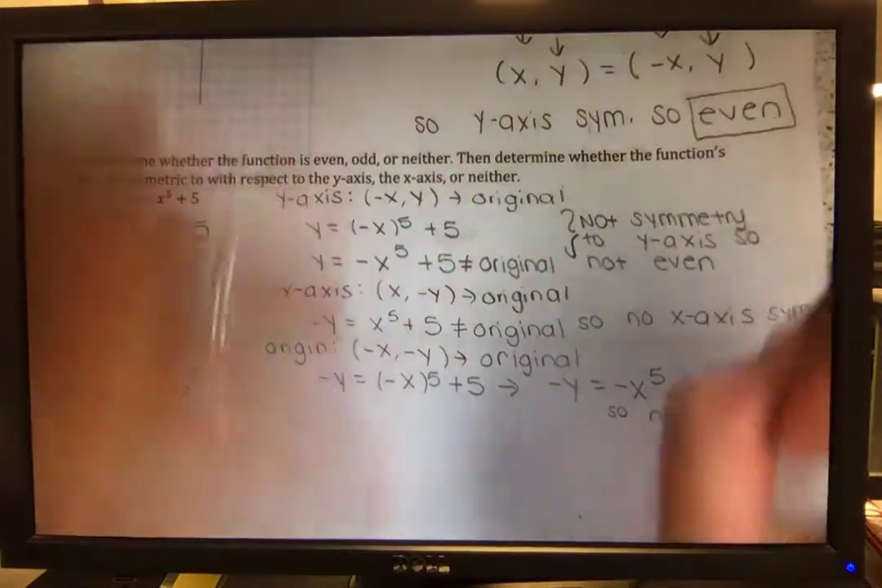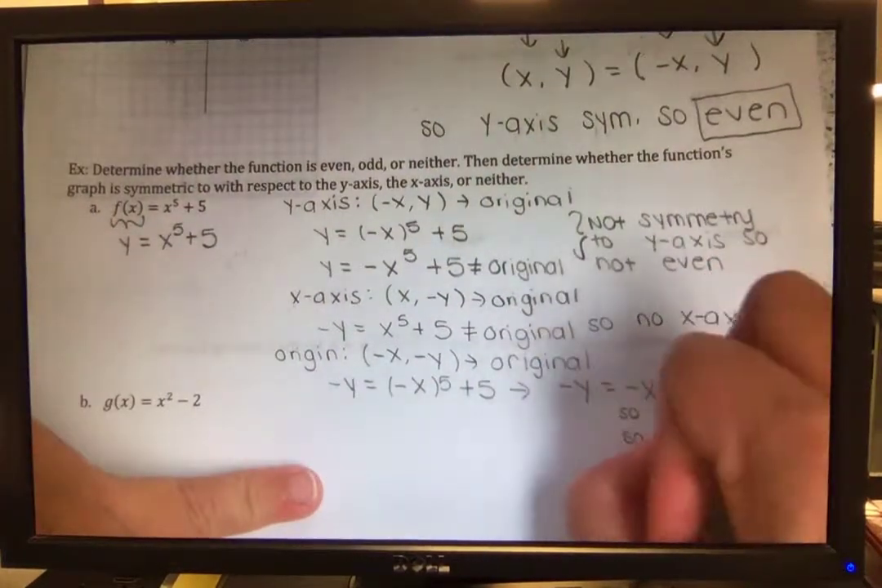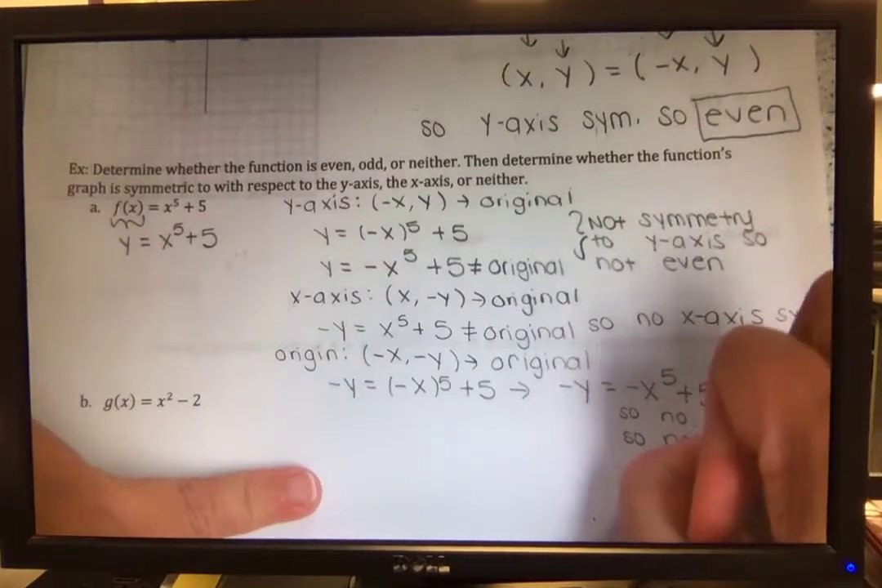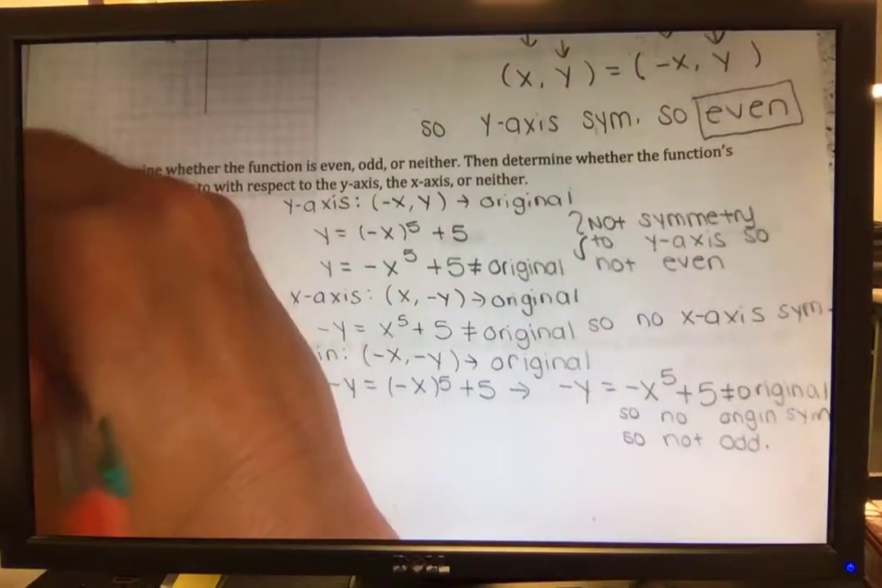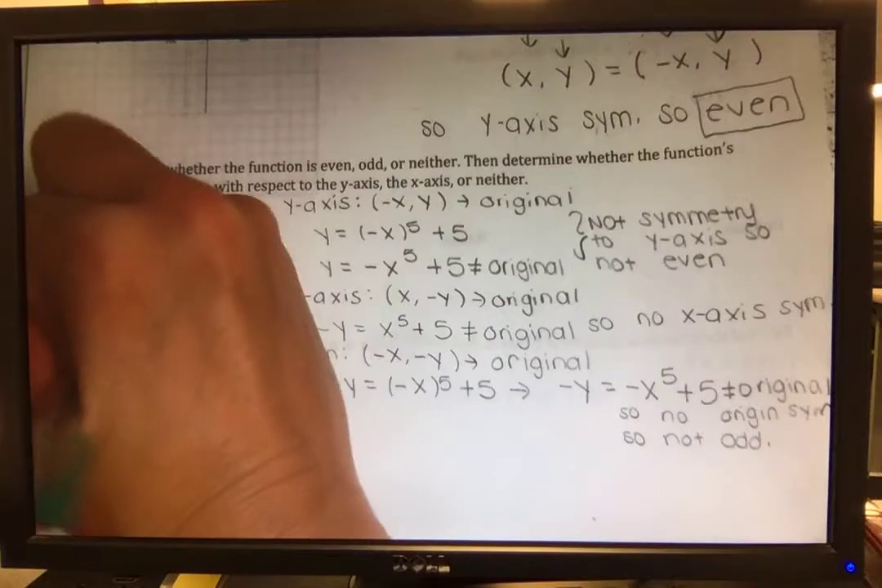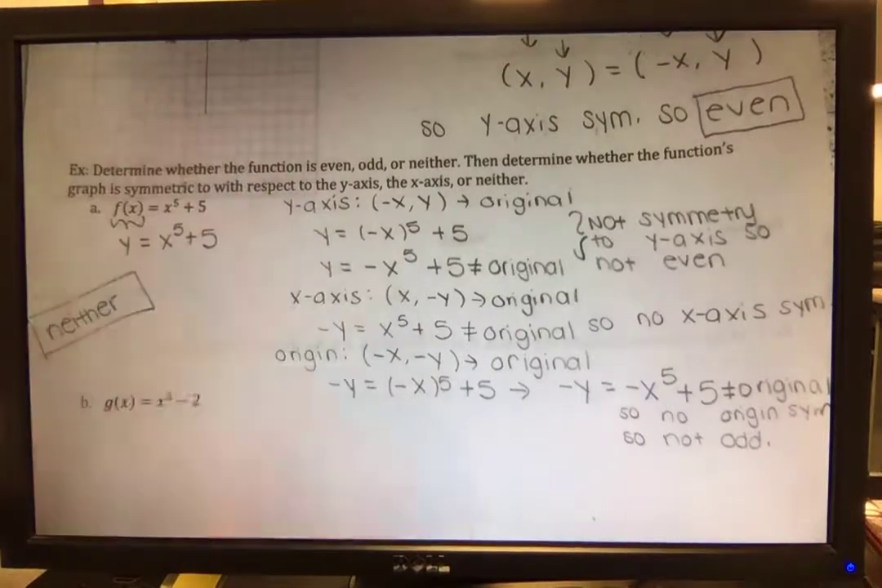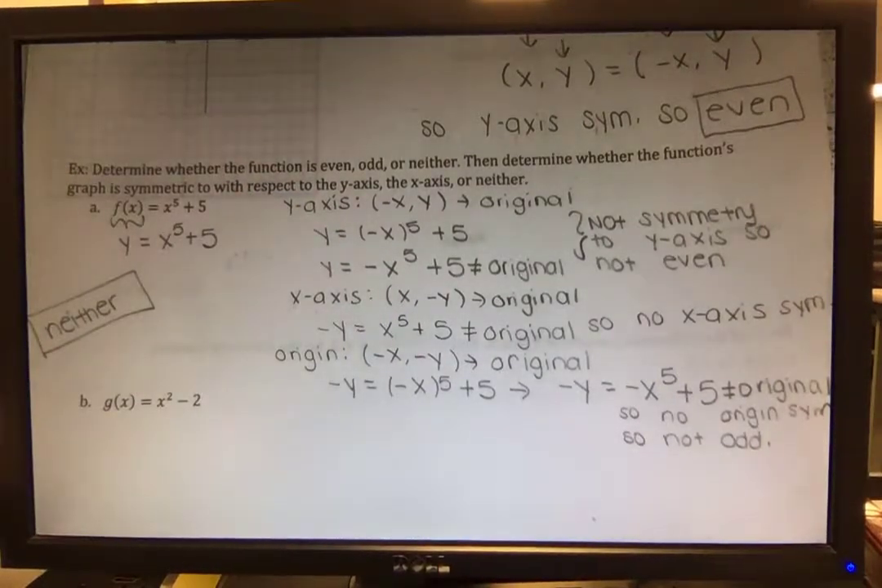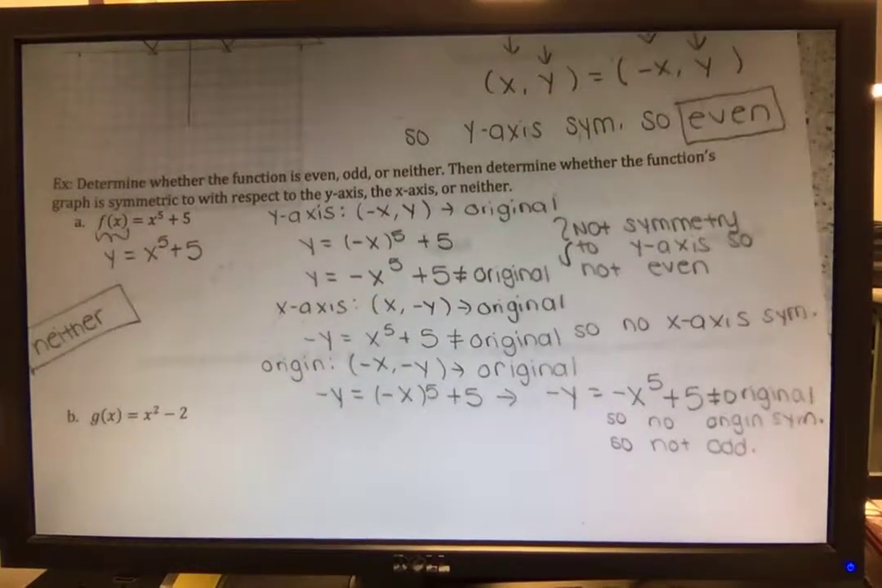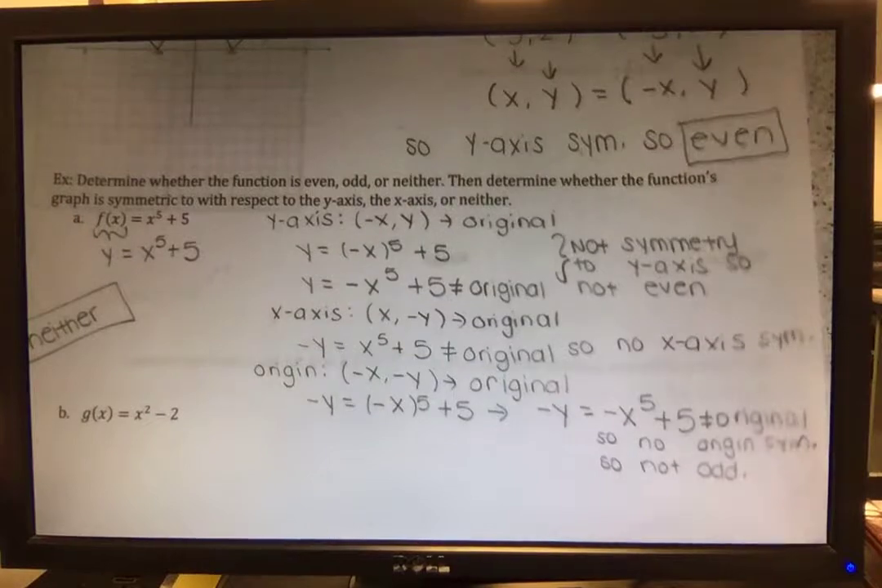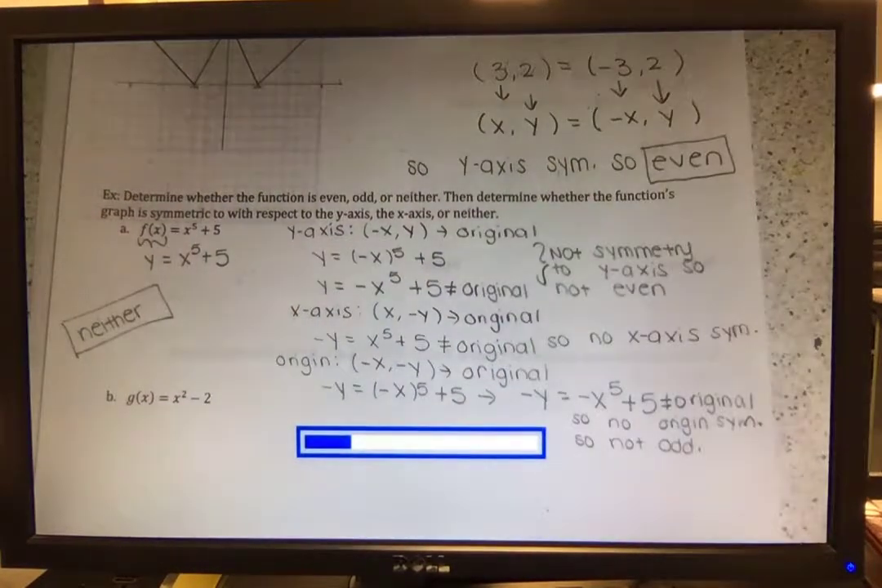Remember, origin symmetry means it's odd, so therefore also it's not odd. So it's going to be neither for everything. So it's not even, it's not odd, it's neither there. And it doesn't have y-axis symmetry, doesn't have x-axis symmetry, it has no symmetry. So neither for both answers.